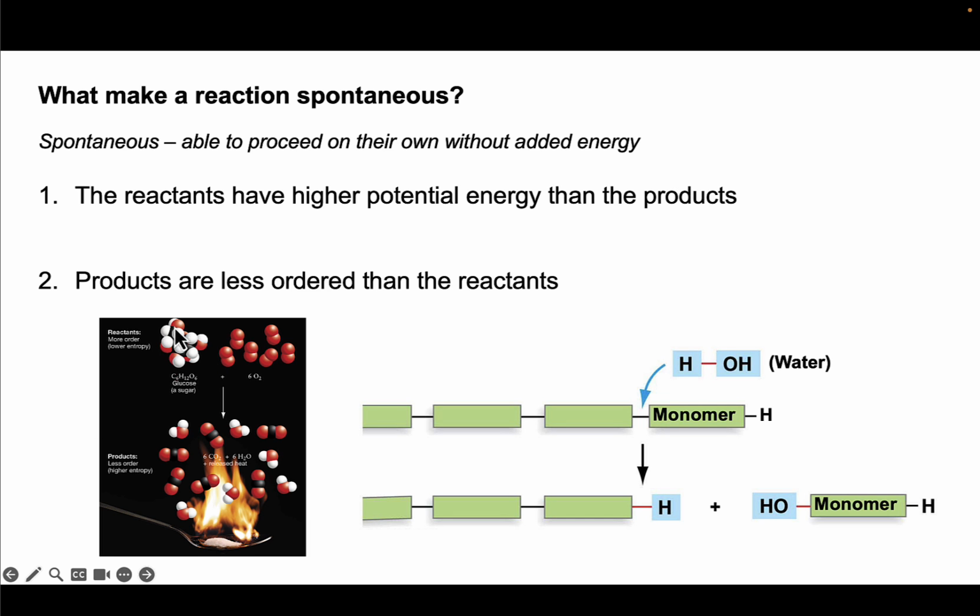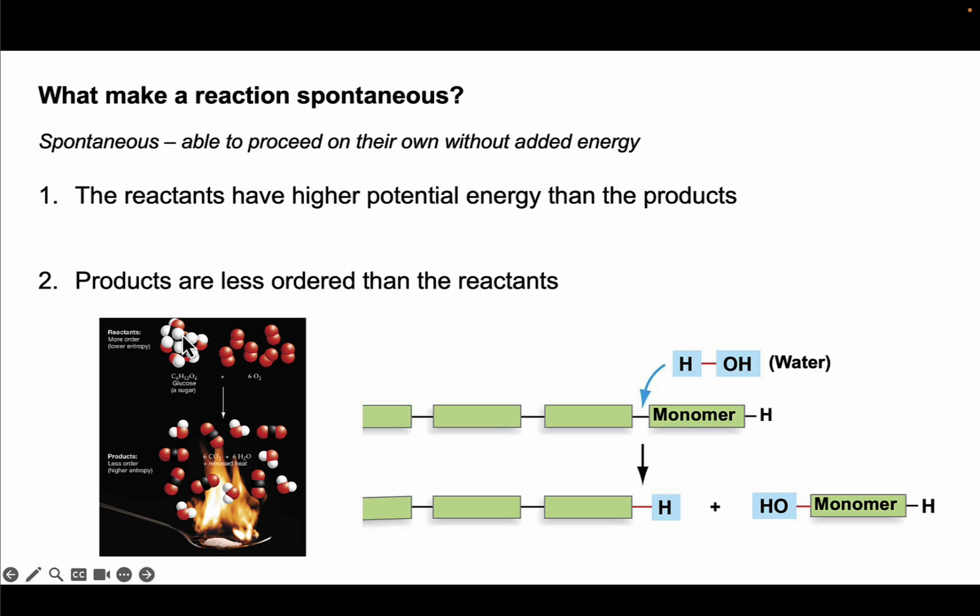We have a glucose molecule here, and in glucose, we've got a lot of carbons in a ring structure that are bound to oxygen and hydrogen. And we've got a bunch of oxygen molecules. And in this reaction, this will combust, and the energy will be released in the form of heat.